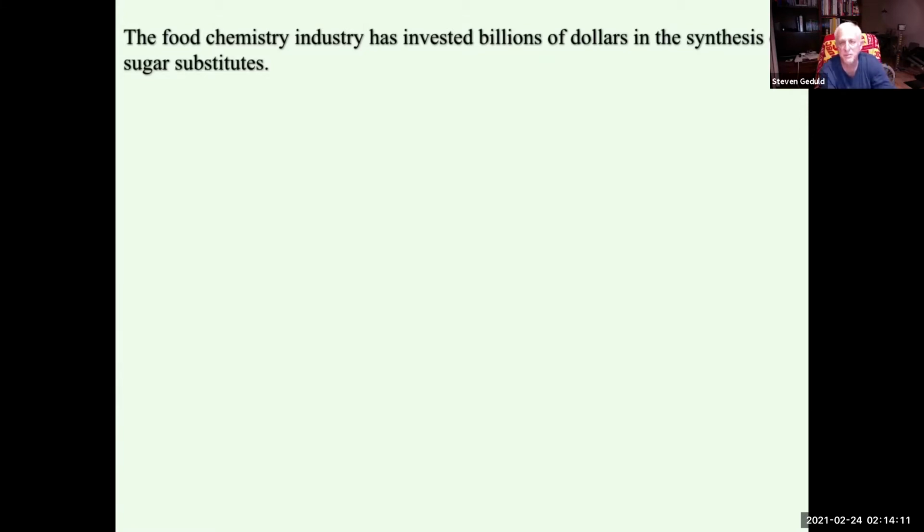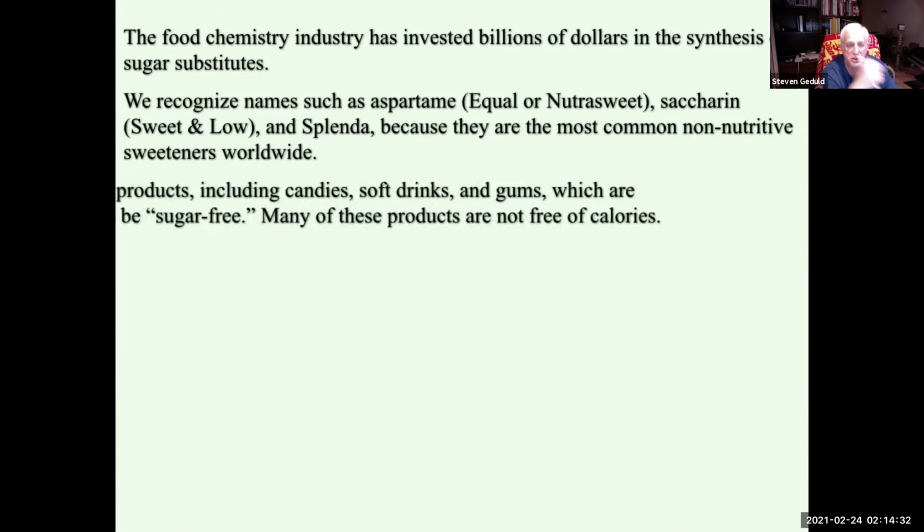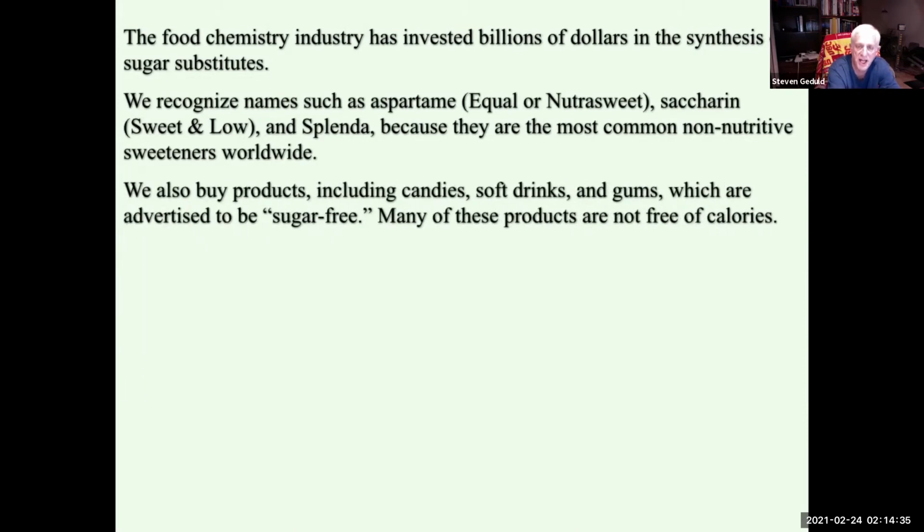The food chemistry industry has invested billions of dollars in the synthesis of sugar substitutes. Sweet'N Low and all those other ones. We recognize them, such as aspartame, which is Equal or NutraSweet, saccharin, which is Sweet'N Low, or Splenda. They're common non-nutritive sweeteners worldwide. They're particularly used in place of sucrose, but they have their own problems too. We also buy products including candy, soft drinks, and gums which are advertised to be sugar-free, but most of these are not free of calories. They're free of sugar. They just have sugar substitutes, which still have calories in them.